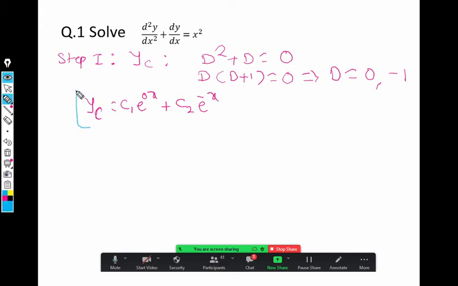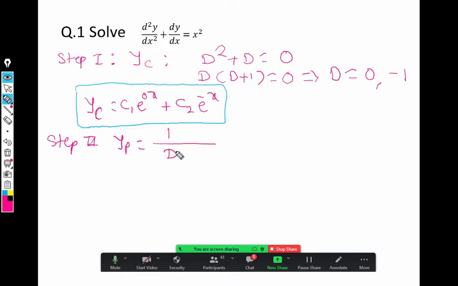Because we have e raised to 0x, there is no need to write e raised to 0x. That is also good. So step 2 then. In step 2, we have Yp, and for Yp, 1 upon f(D) is there. That is 1 upon D square plus D, and the RHS is algebraic. You will observe it's x square only.